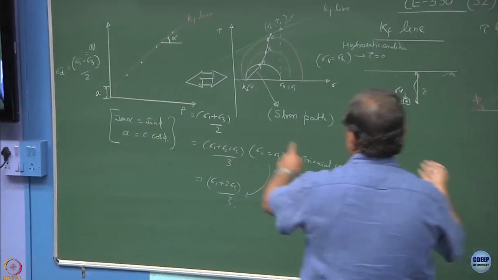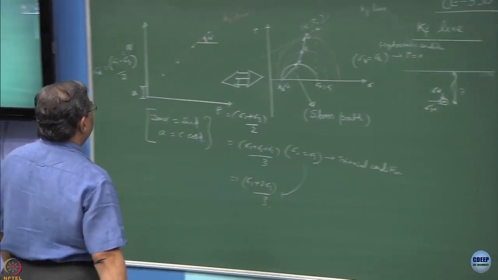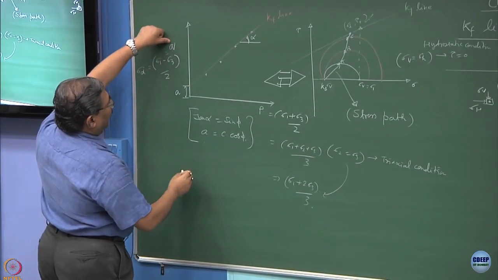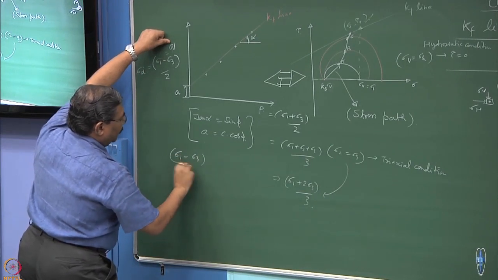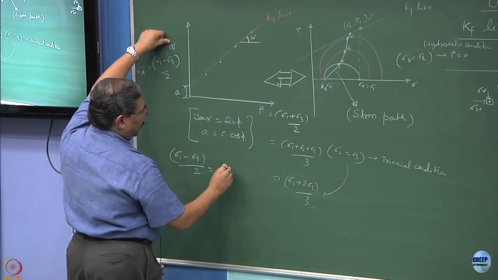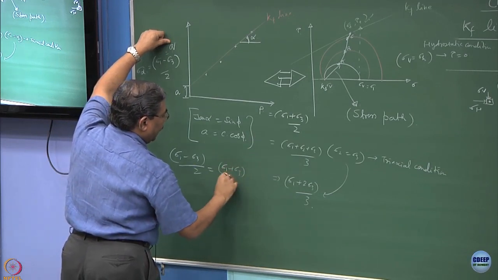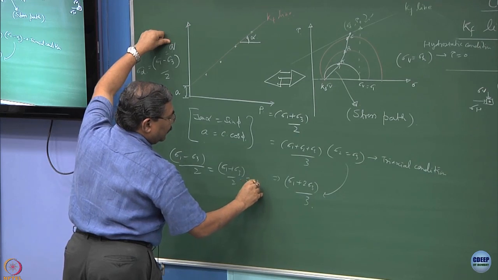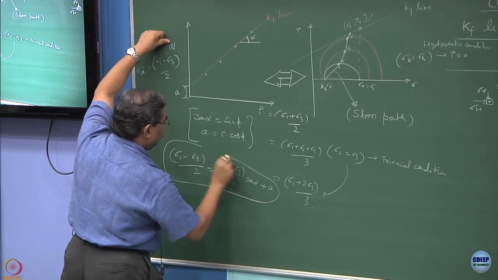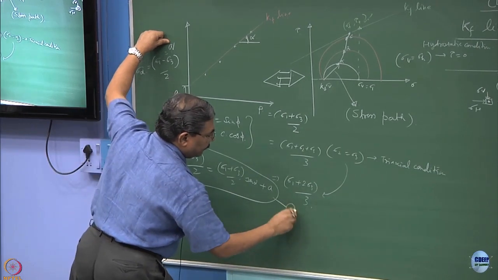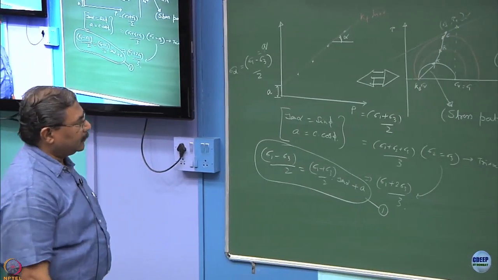Now, this is a transformation which we have done. One hint for you: I can write (sigma 1 minus sigma 3) by 2 equal to (sigma 1 plus sigma 3) by 2 into tan alpha plus A. This is the first equation. Is this okay? Y equals mx plus c.